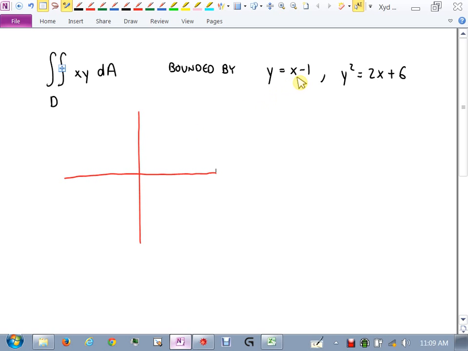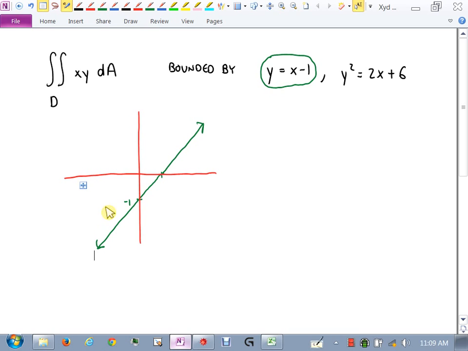So y equals x minus 1. This is a line, has a y-intercept of -1, and has a slope of 1. So we're looking at something like this. It's pretty good if you ask me. It's a pretty good line.